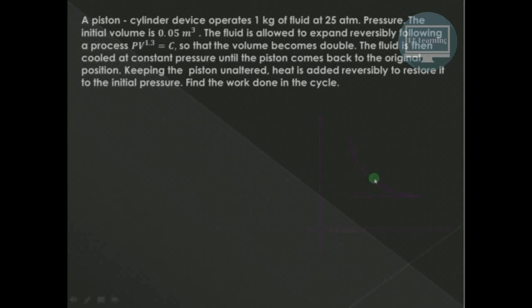So it is expanded in this particular direction. So initial volume is supposed to be V1 and this is the final volume, and the final volume is double than this particular volume. This fluid is then cooled at constant pressure. So this is the constant pressure line, and keeping the piston unaltered, that is, it is a constant volume process. Again the heat is added in such a way that the process is restored back to its original value.